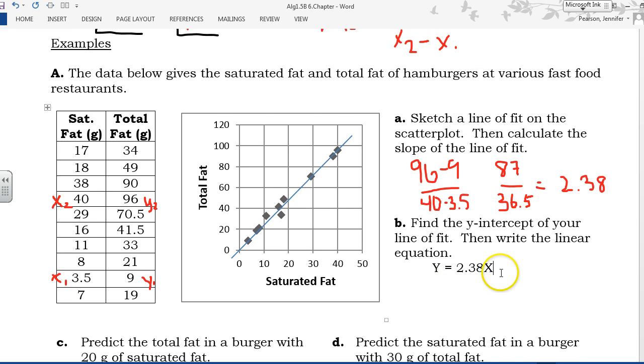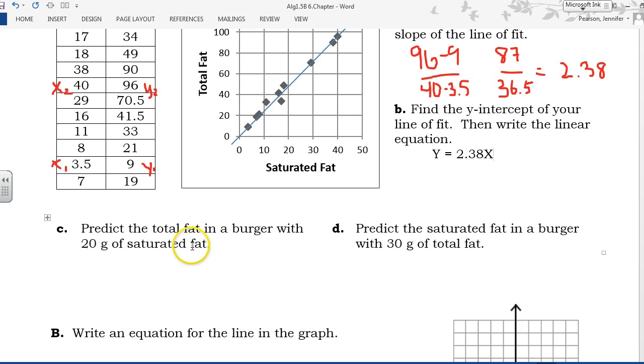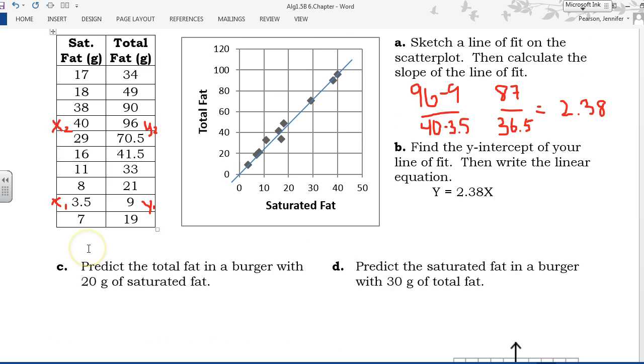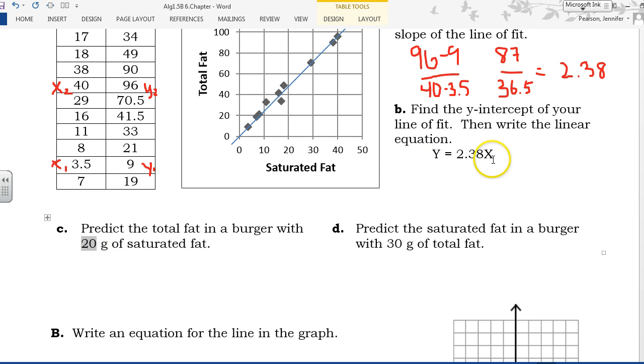I can use that equation to answer some questions. Predict the total fat in a burger with 20 grams of saturated fat. Since saturated fat belongs in my x variable, I'm going to put this 20 in for the x of the equation. 2.38 times 20 and I get 47.6.